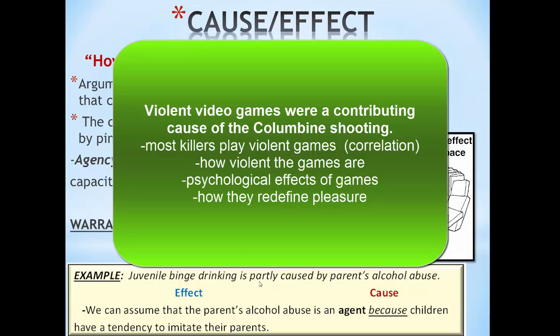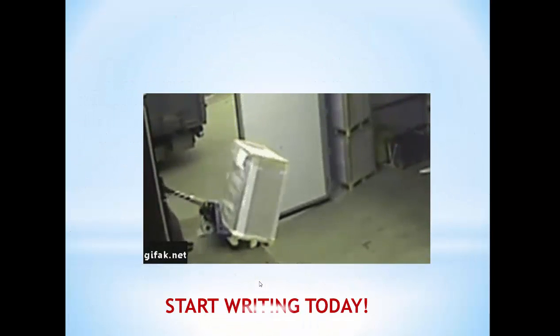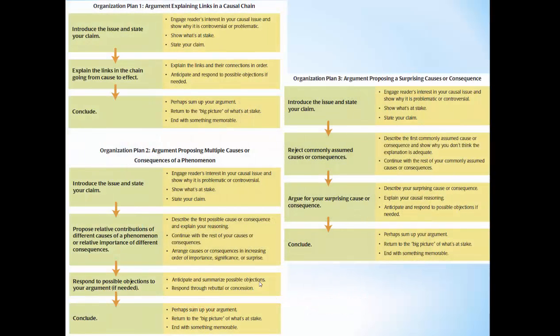Or maybe I would show evidence of how violent the games are, or psychological evidence of how video games affect people's brains, or I would maybe discuss how these video games make people find violence pleasurable or whatever. So my point is that you would try to show that it's reasonable to see that this thing would cause this thing, which is what we do in cause and effect arguments. Anyway, start writing today.